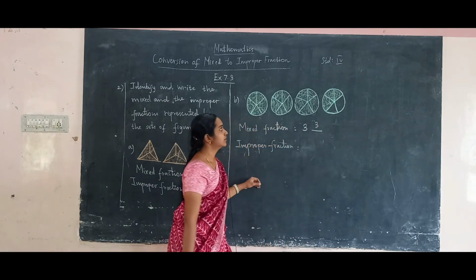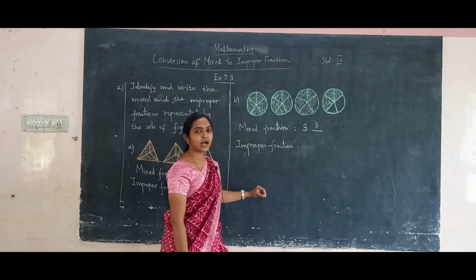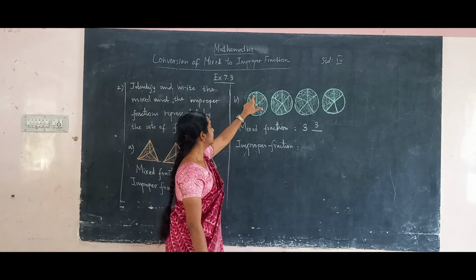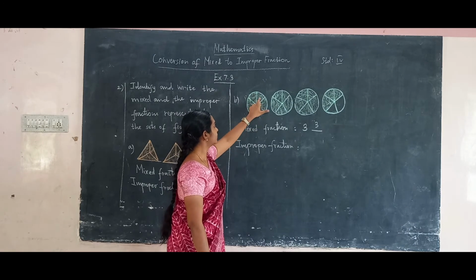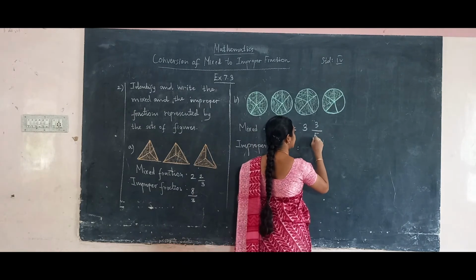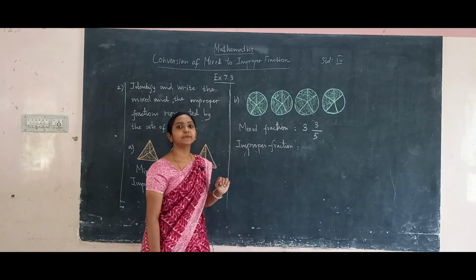Now count how many parts a whole is divided. A whole is divided into 1, 2, 3, 4, 5. It is divided as 5 parts. So write 5 in the denominator. This is our mixed fraction.